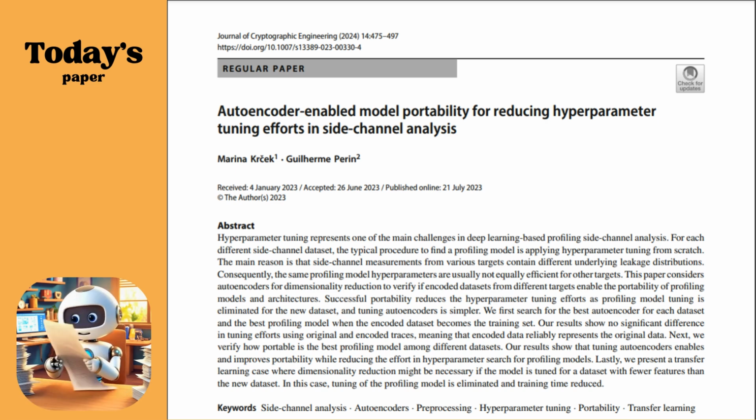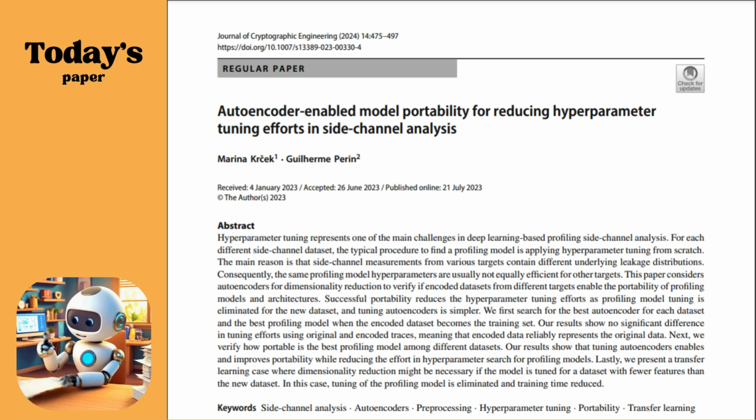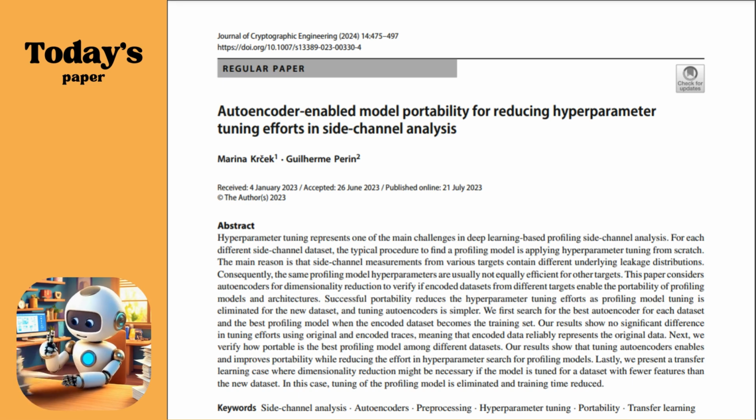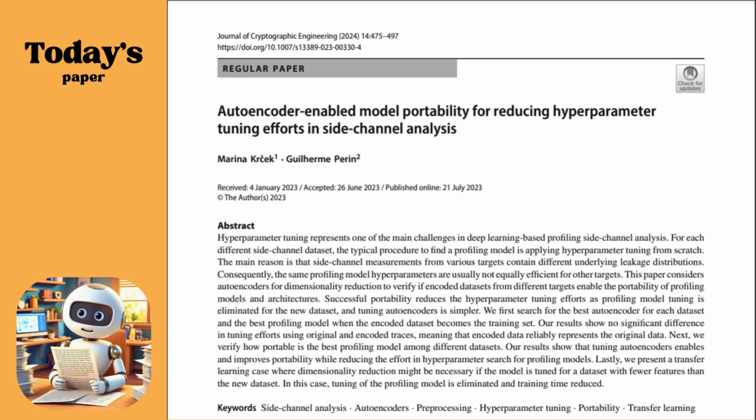The Friedman test. You ever heard that one? I have. It's used to compare the performance of different models. Right. So they used it to see if there was any real difference between the models trained on the original data and the ones trained on the compressed data. Okay, that makes sense. So were there any significant differences? Actually, no. They found that there was no statistically significant difference.